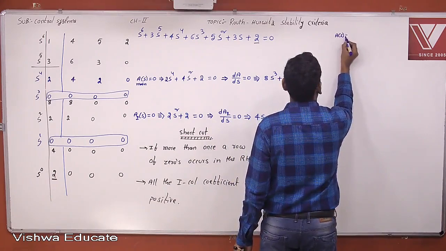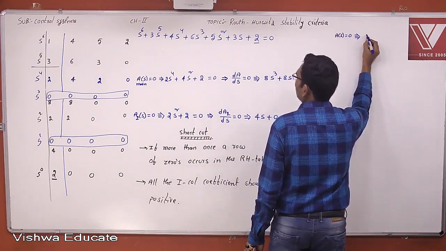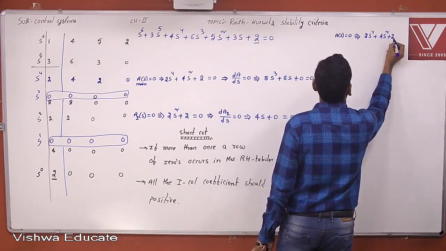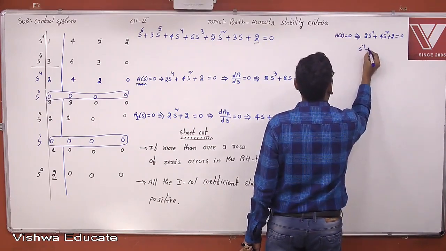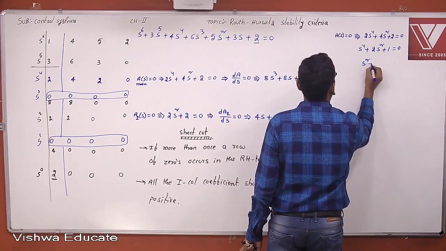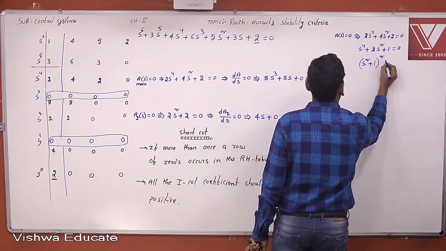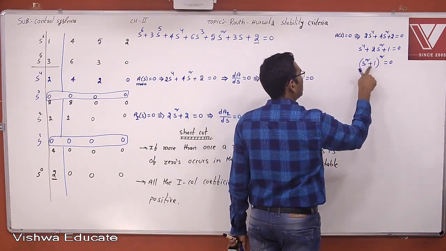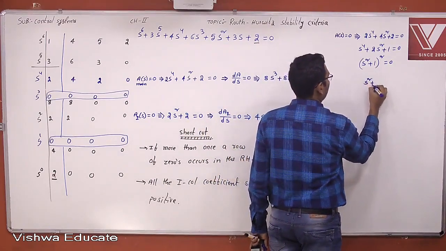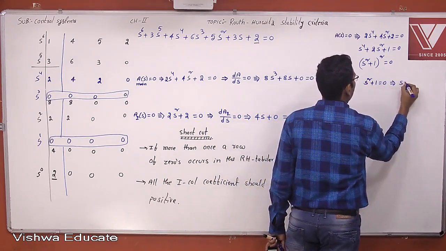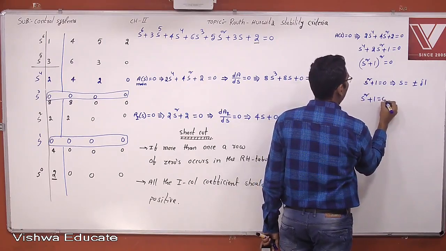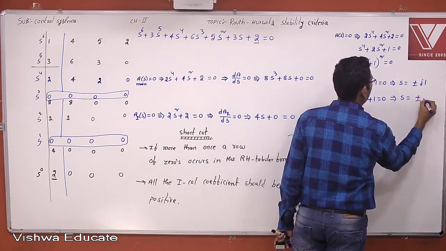The first auxiliary equation, and only one auxiliary equation here, is 2s^4 + 4s^2 + 2 = 0. Take 2 as common: s^4 + 2s^2 + 1 = 0. Therefore (s^2 + 1)^2 = 0, using a^2 + b^2 + 2ab. What are the roots? s^2 + 1 = 0, therefore s = ±j1. Similarly, again s^2 + 1 = 0, therefore s = ±j1.